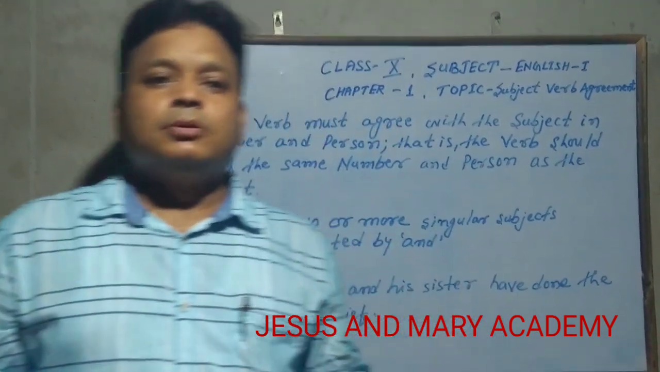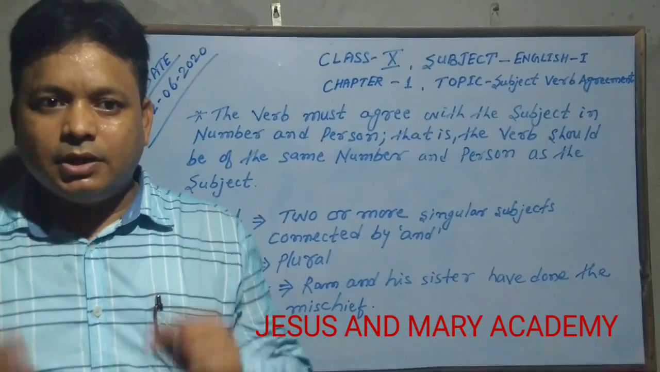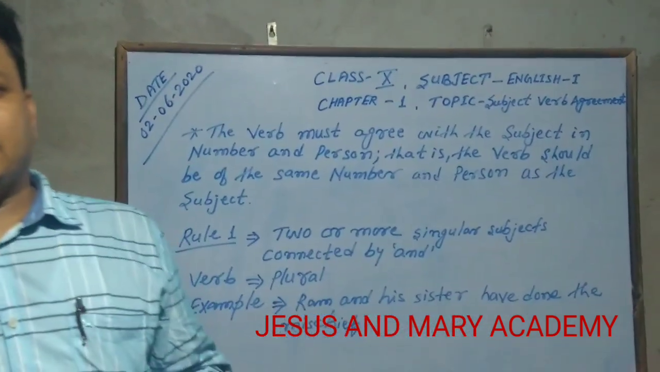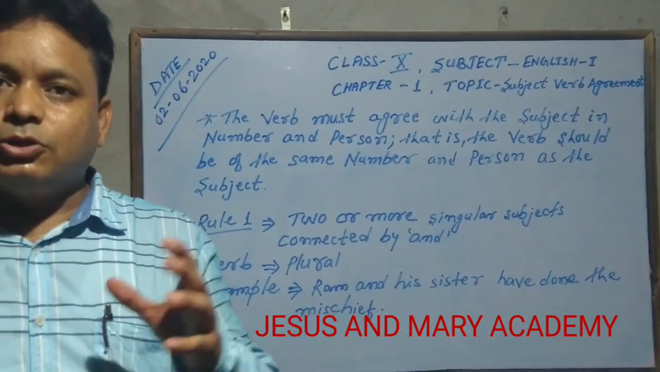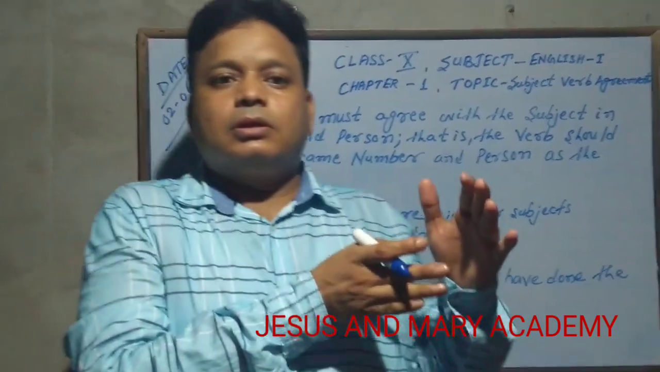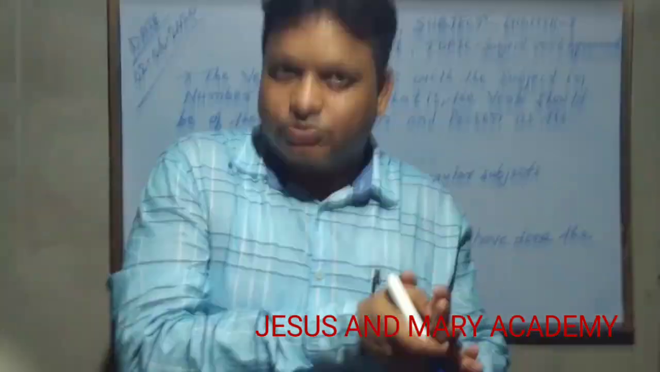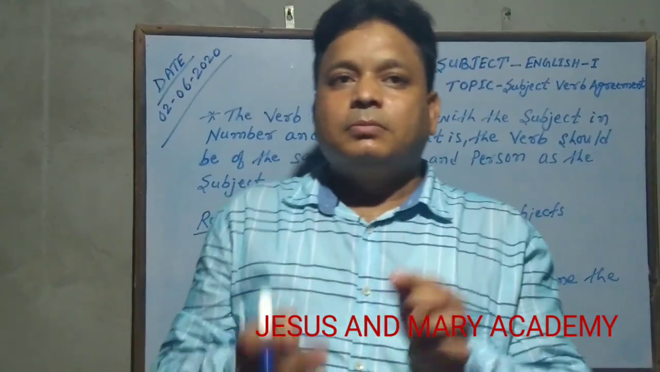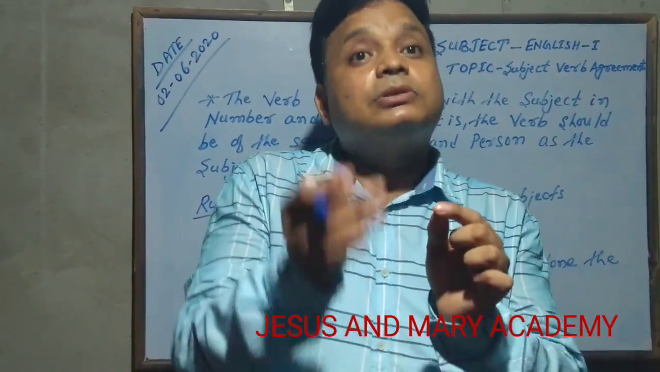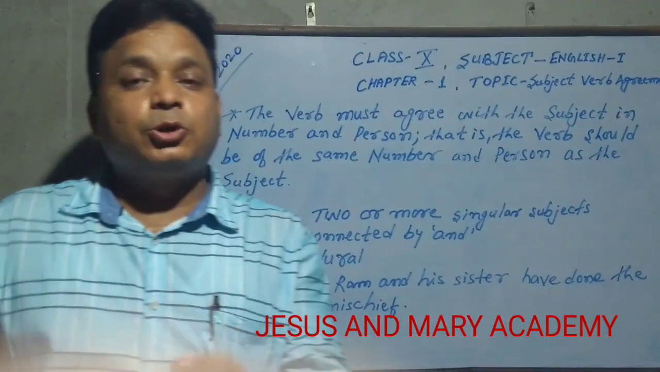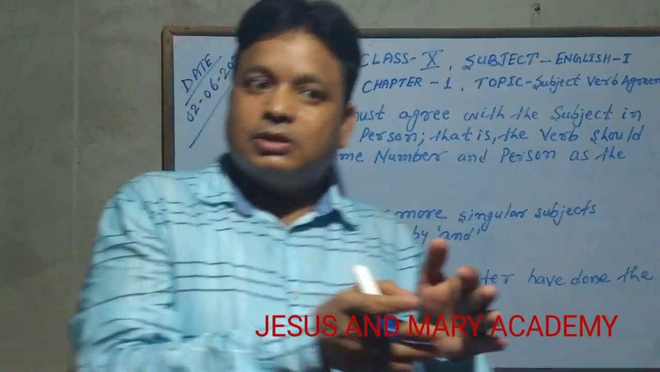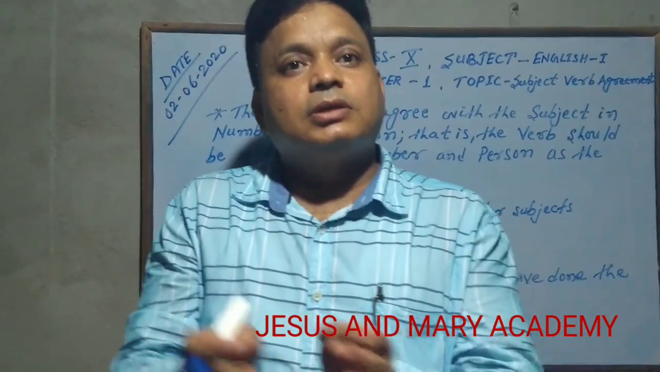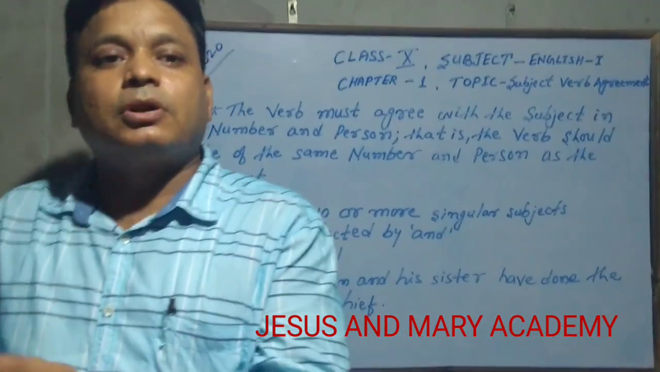Second example: people in the village. People in the village are building a new road. "People" is singular in form, because we do not add s or es to make it plural, but in meaning it is plural, so we have to use a plural verb.